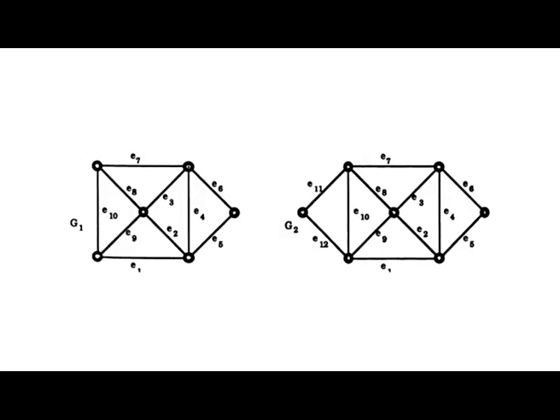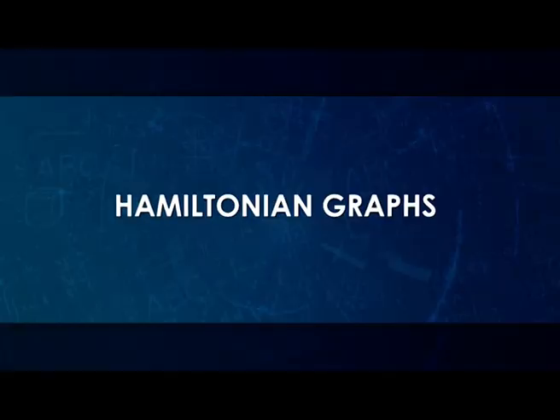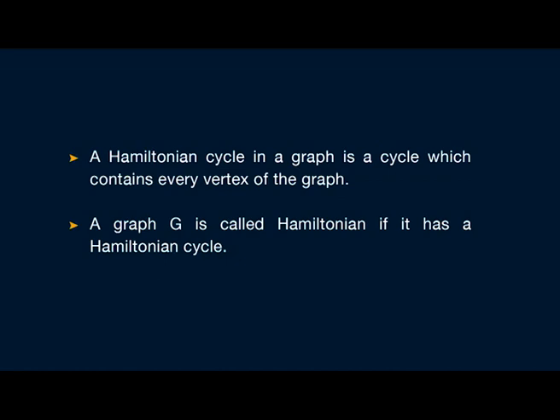Consider the graphs G1 and G2. Here the graph G1 has an Eulerian trail, but the graph G2 is an Eulerian graph. Now we will move on to Hamiltonian graphs. Here we will discuss cycles which contain each vertex of a graph exactly once. A Hamiltonian cycle in a graph is a cycle which contains every vertex of the graph. A graph G is called Hamiltonian if it has a Hamiltonian cycle.